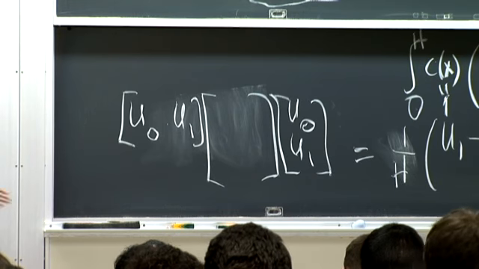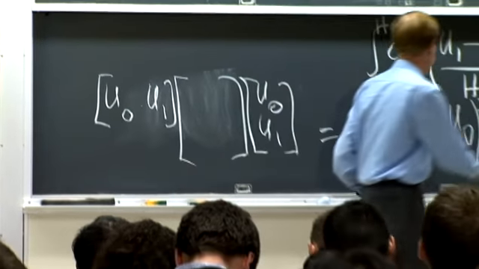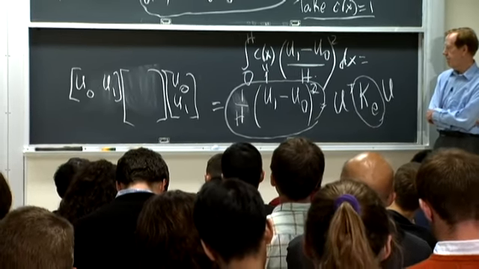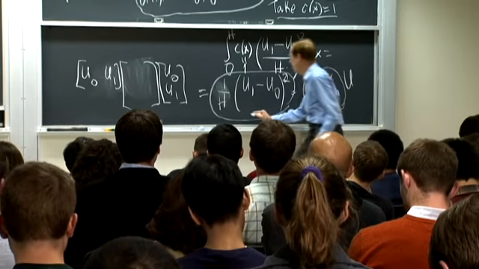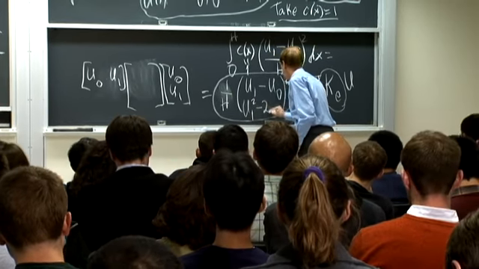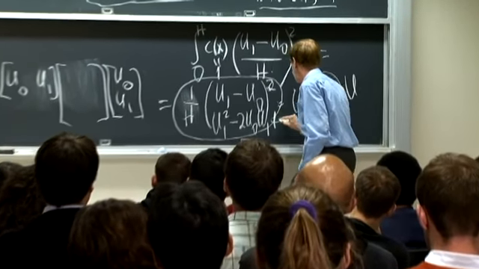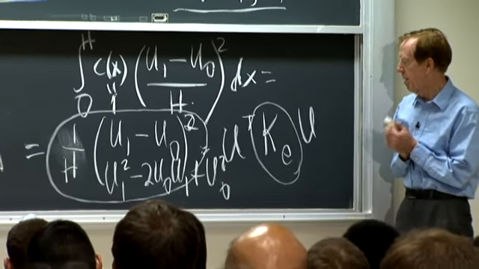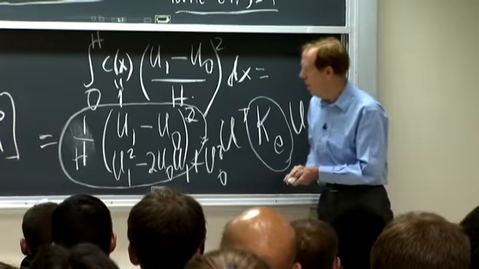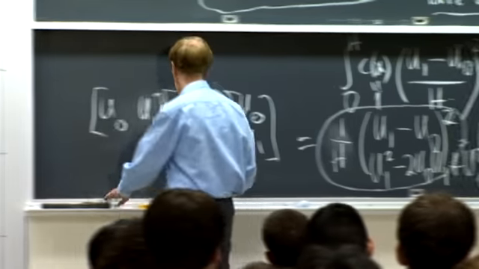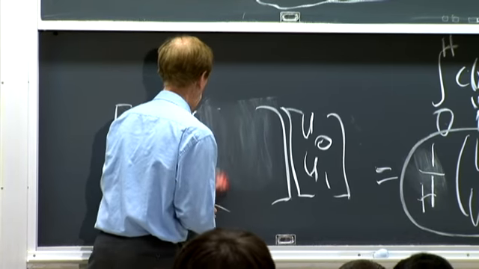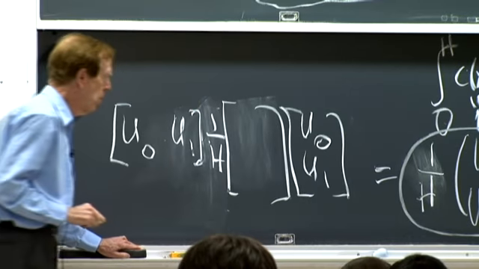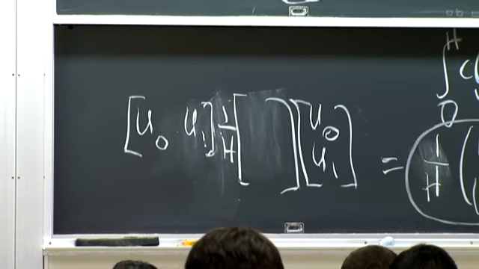What's the 2 by 2 matrix that will correctly produce this answer? I'm just shooting for that answer. What do I have here? This is u1 squared minus 2 u0 u1 plus u0 squared, right? And I have to remember the 1 over h, so it's automatically going to come out right. So there's a 1 over h. Shall I remember that first off? 1 over h is part of my element matrix. And then what are the numbers that go inside that matrix?